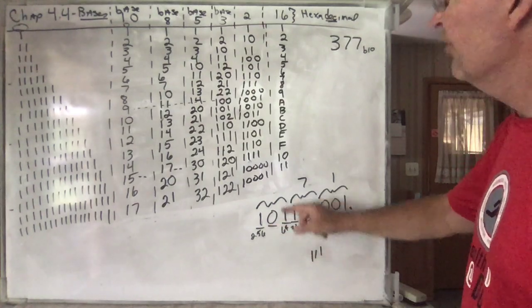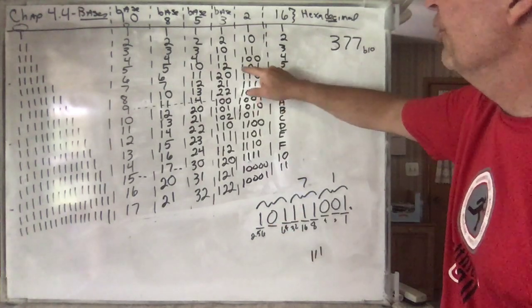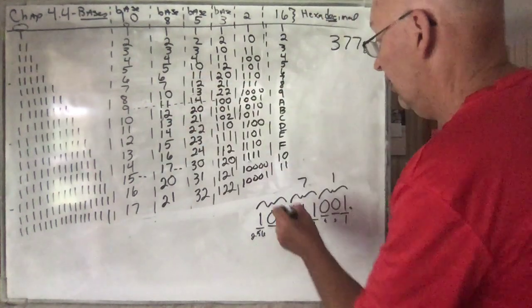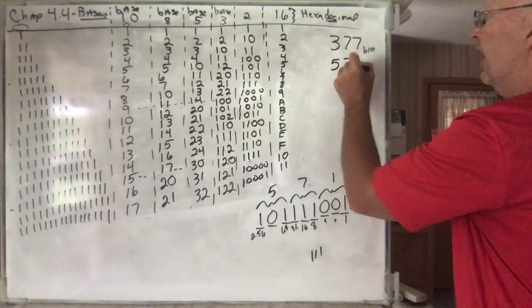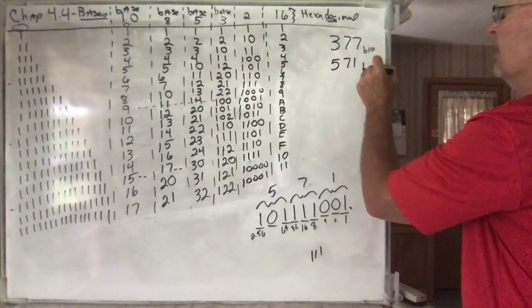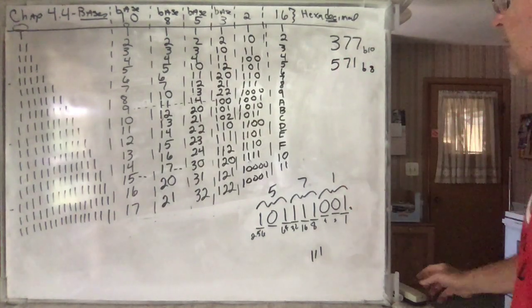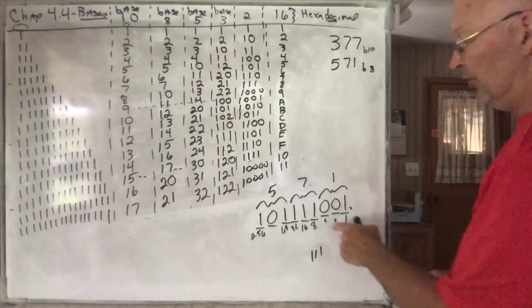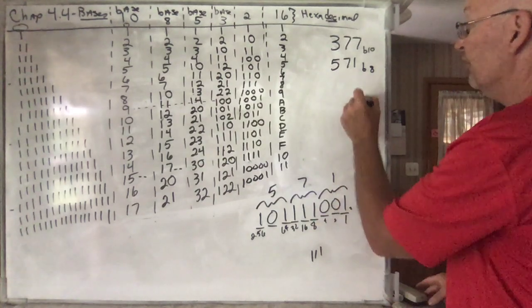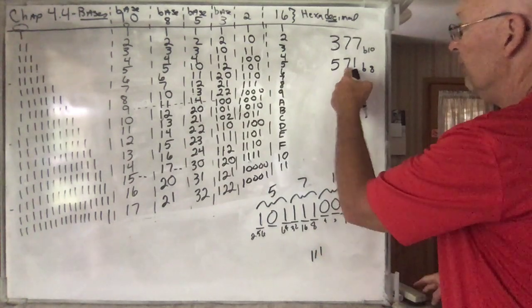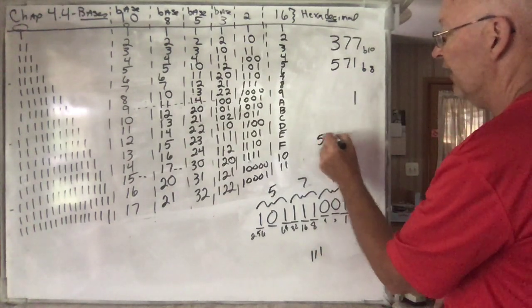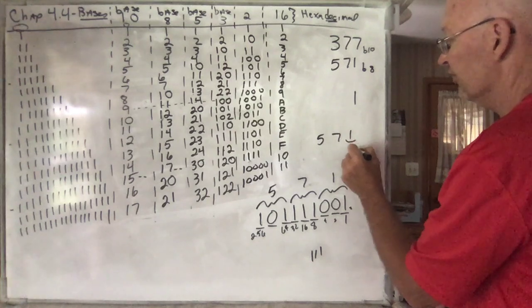And what is 1, 0, 1? 1, 0, 1 is a 5. So that would be a 5 in base 8. So in other words, this would be just 5, 7, 1 in base 8. Let's check it out to make sure. So this 1 means you have a 1 there. 7 means if you have something in base 8, it means 7. If you have 5, 7, 1, this means it's a 1.